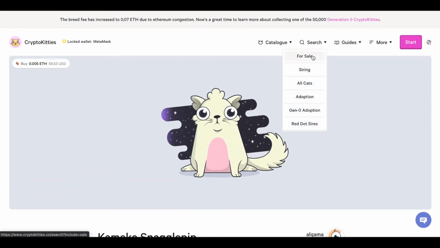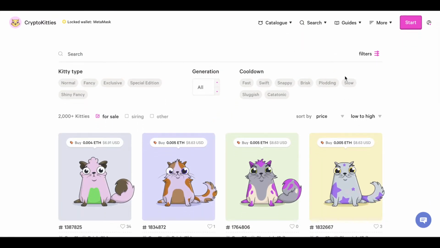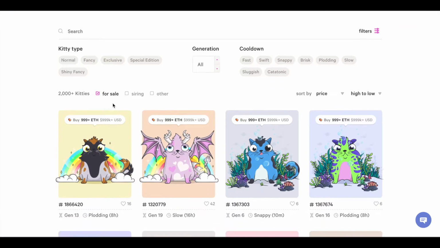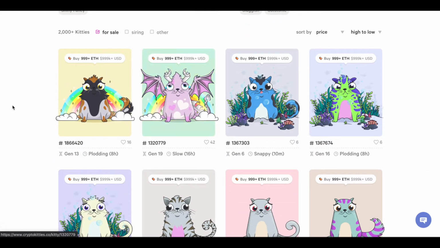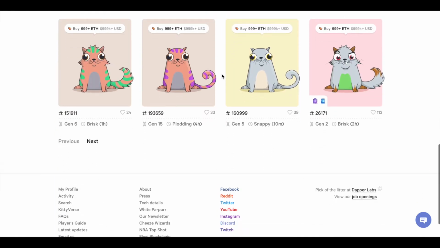And just to give you an example of how much some of these are going for, let's go high to low. So these are some of the more rare kittens, and you see this one's a crazy one with a rainbow behind it. This one has dragon ears and dragon wings, and this one has some plants around it. For some reason these are supposed to be rare, but you can see the offer price is well over 999 ETH, which is a little bit crazy, but people are buying and selling.